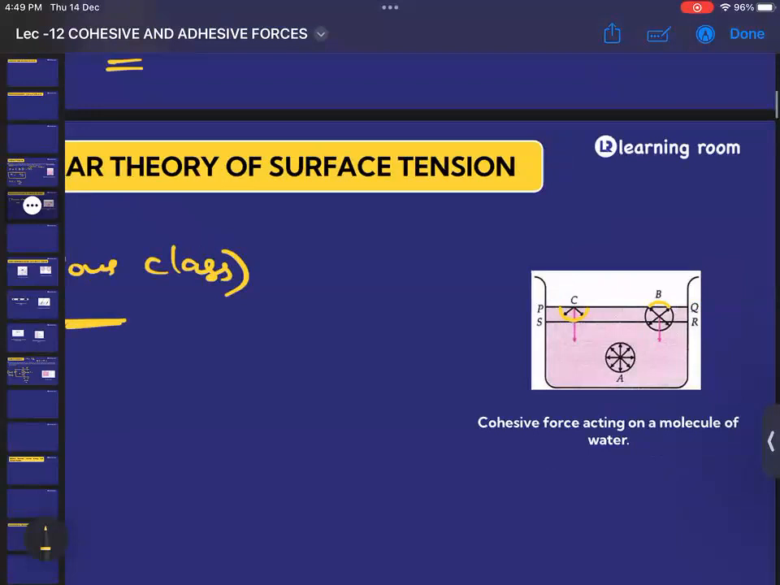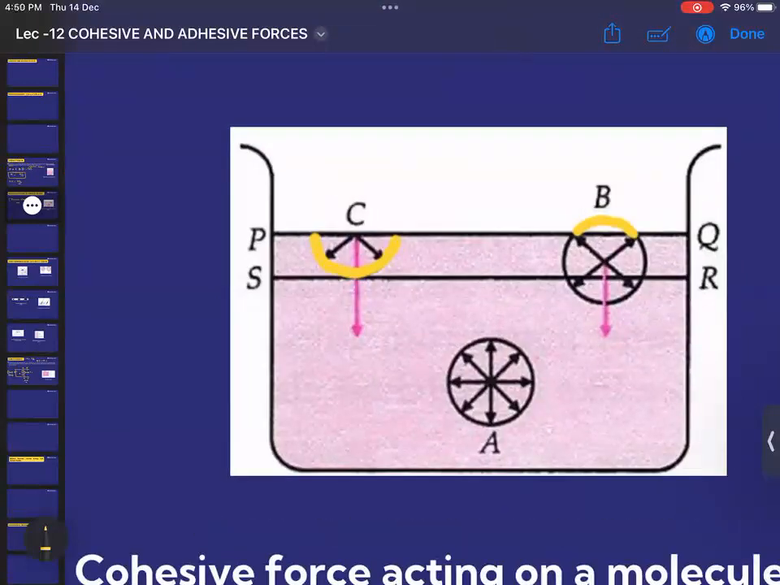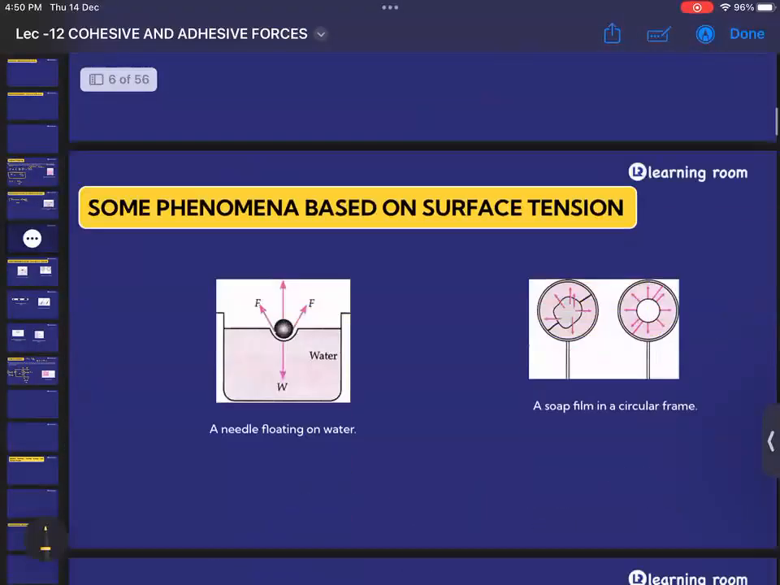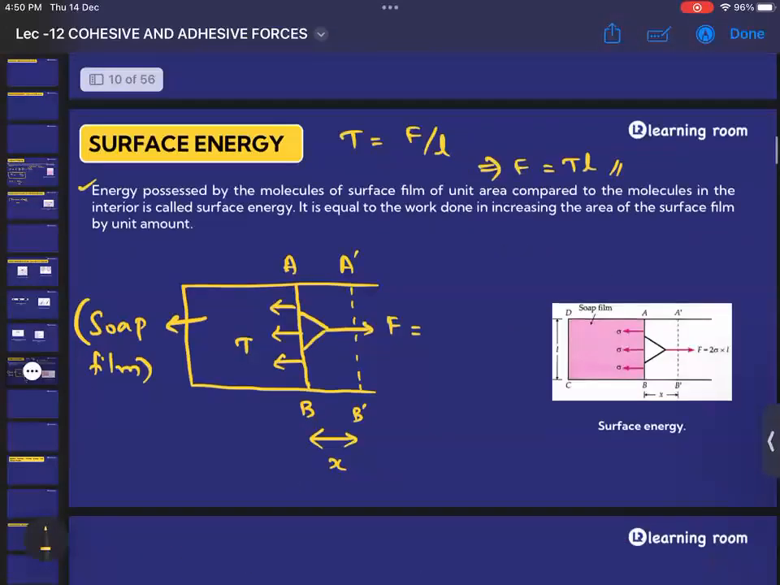So you tell me, out of the three particles A, B, and C, which one is at the surface? A is obviously inside. What about B? B is closer to the surface, but C is the one which is at the top of the surface. So that is why the particles on the surface have more energy. That's why I'm trying to relate it to the concept of surface energy. This is very, very important.